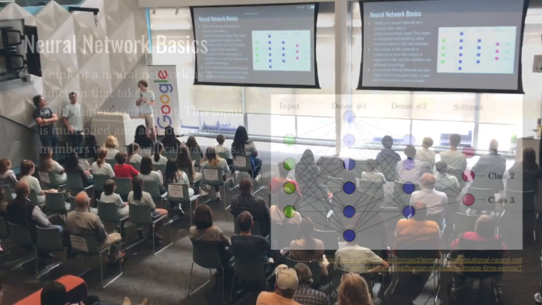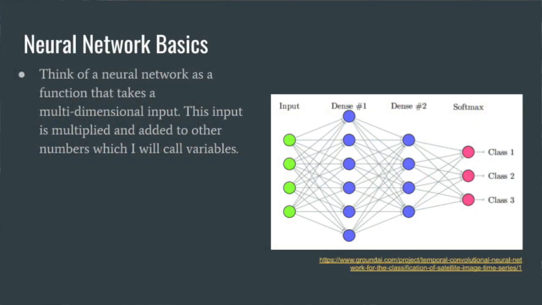So basically, think of a neural network as a function. I think most of you have probably taken math class before. It's a function, you give it an input, and it puts out an output. And the way it does it is, it's actually a fairly simple function. It takes in a bunch of numbers, it multiplies them by some other numbers, which let's call those numbers variables, and then it adds some other variables, and then produces an output.